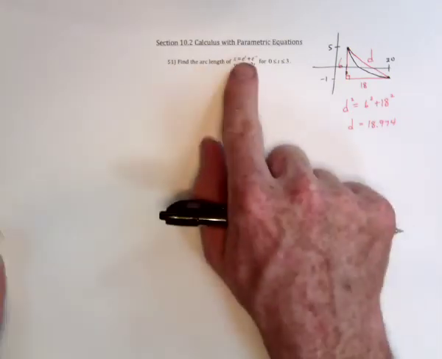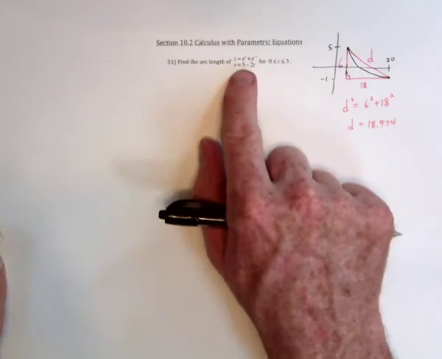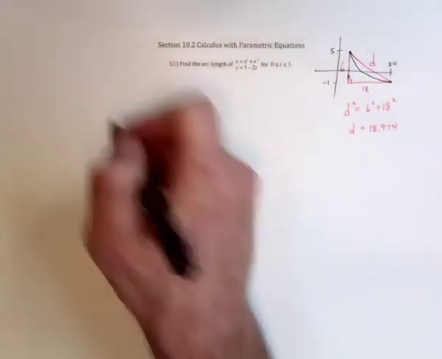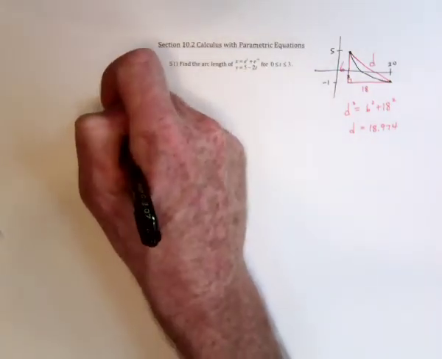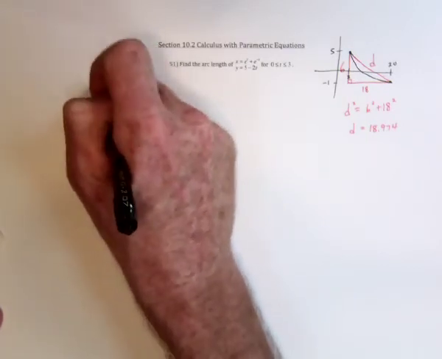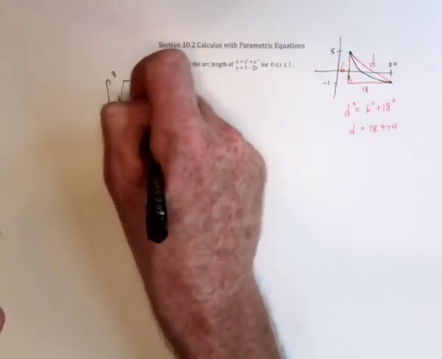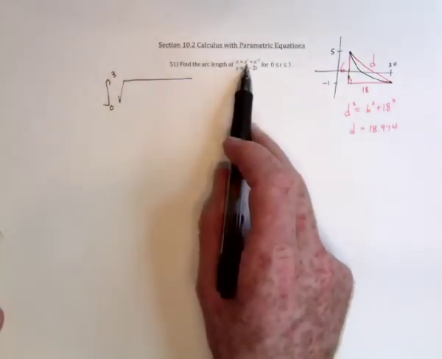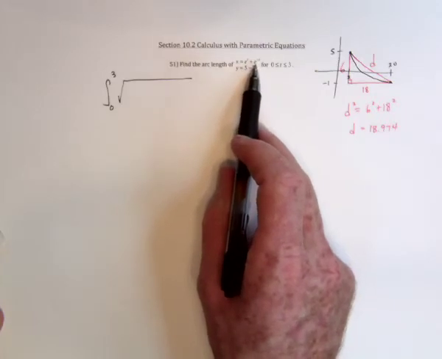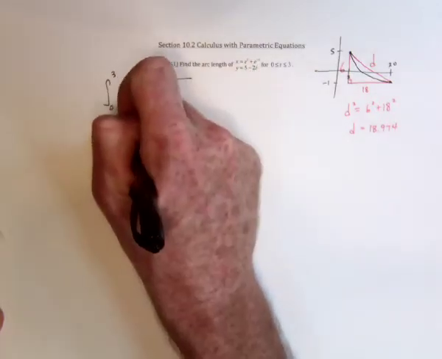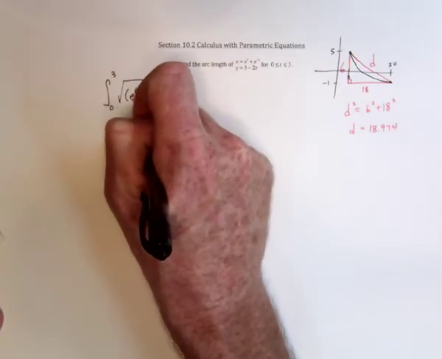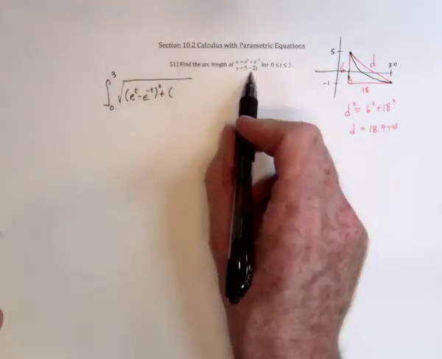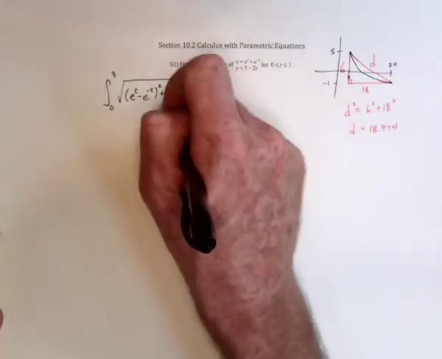So to find the arc length, you take the derivative of both the x and the y, square them, add them together, and put them in a radical. So we're going to have integrate from 0 to 3, this square root. So taking the derivative of this x is going to be e to the t minus e to the negative t. So e to the t minus e to the negative t squared plus, take the derivative of the y function, that's going to be negative 2.